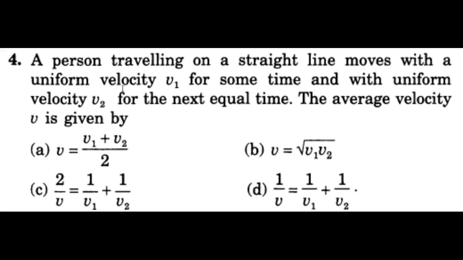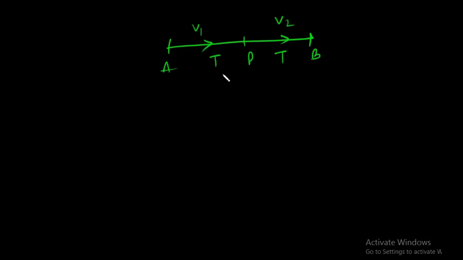Alright, so we have the next question. A person traveling on a straight line moves with a uniform velocity v1 for some time and then uniform velocity v2 for the next equal time. You see, velocities are uniform over here, which means they are constant. Now I want to find out the average velocity for the whole time. This is the situation.